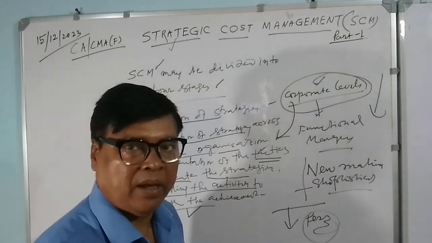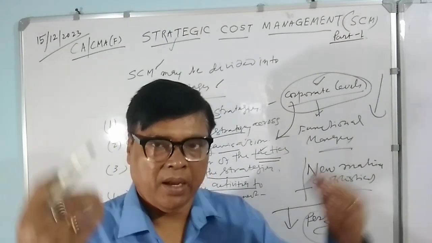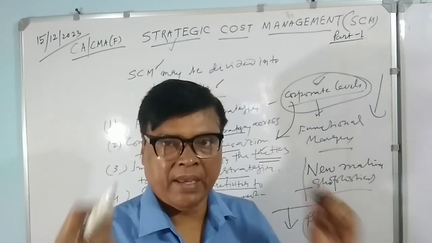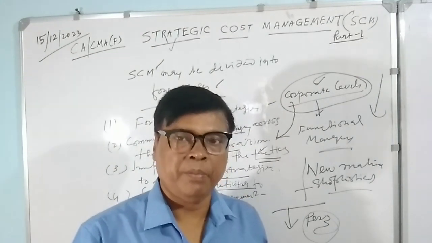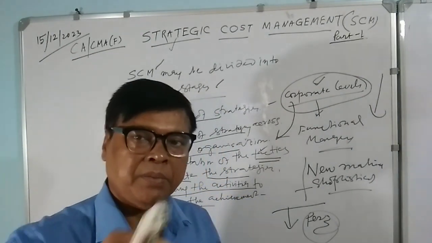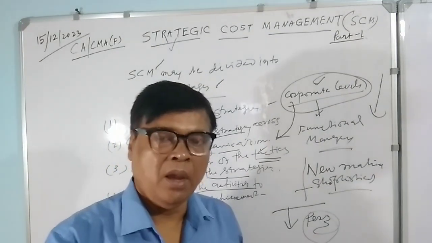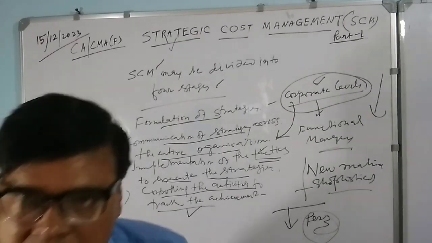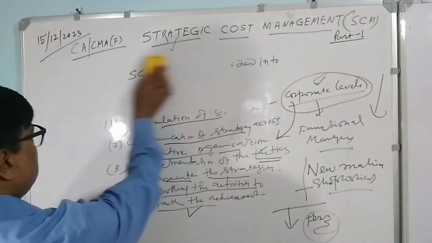So ultimately what will happen? Your organization is a harmonious system, no? Suppose I am talking here, my brain, my eyes, my hands, everything is going simultaneously. So if one department is not functioning and other departments are going well, ultimately you may not be able to reach the place where you wanted to go. So that is the basics of your strategy determination. So this is one part we have completed.